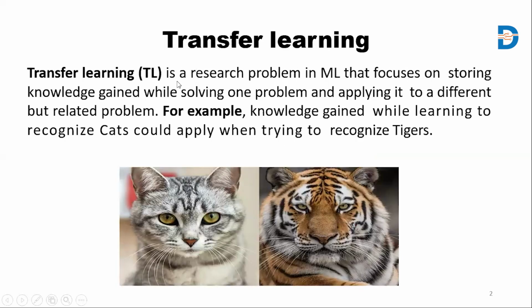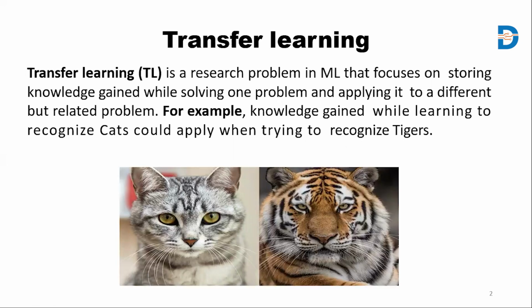What is transfer learning? It is a research problem in machine learning which focuses on storing the knowledge gained while solving one problem and applying it to a different but related problem. For example, knowledge gained while learning to recognize a cat could apply when trying to recognize a tiger.